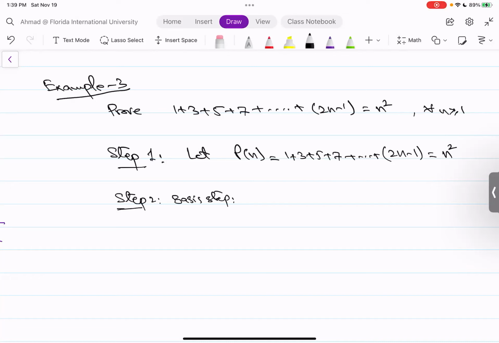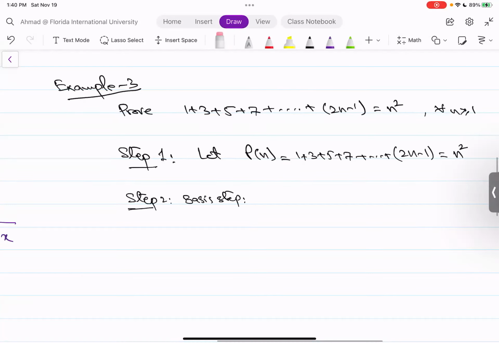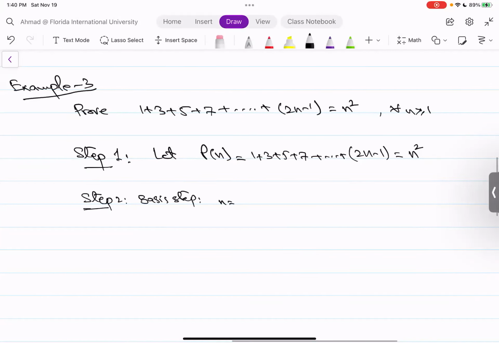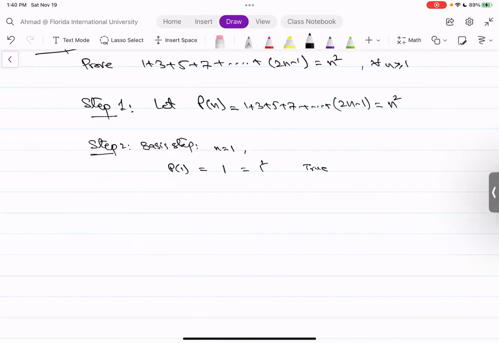So in that case, I am going to say when n is equal to 1, I am going to prove that for n equal to 1. That means we have to show that P of 1, which is equal to the first term, which is 1, is equal to the value of n, which is 1, squared. So this is true, right? Why? Because 1 square is equal to 1. So we have shown that the basis step is true. Then the next step is to set up the induction hypothesis.